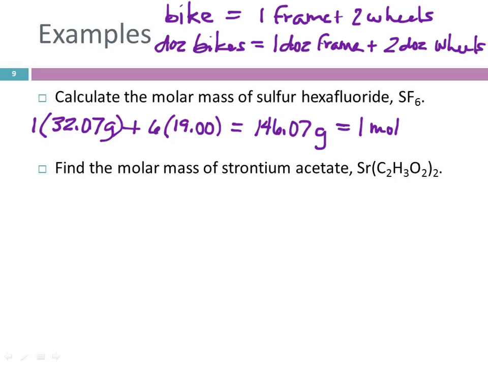Any questions? Did you see what I did there? I'm just using the formula. There's 1 of these and 6 of those. So I take 1 times the mass of this one plus 6 times the mass of that one. I do the math, I come up with this number. Now, if this was our ending number, we would go with the 4 significant figures and round that off. Let's do strontium acetate.